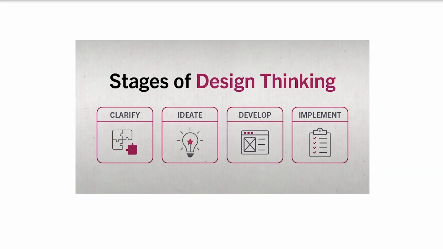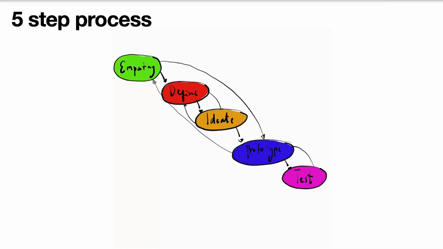According to Harvard, the design thinking process can be broken down into 4 different steps. There's the clarify stage, the ideate stage, the development stage, and the implement stage. I'm not a fan of that process per se, just because it's overly simplistic. So let me take you through the 5-step process that I think works better. You have the empathy stage, the define stage, the ideate stage, the prototype stage, and finally the testing stage.